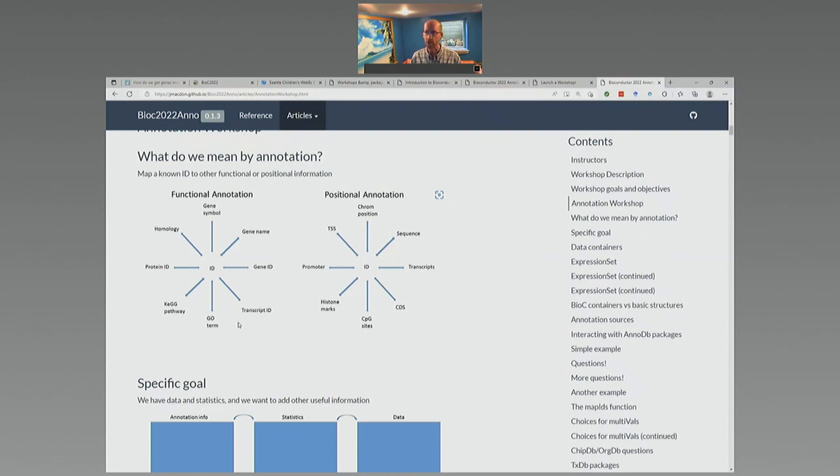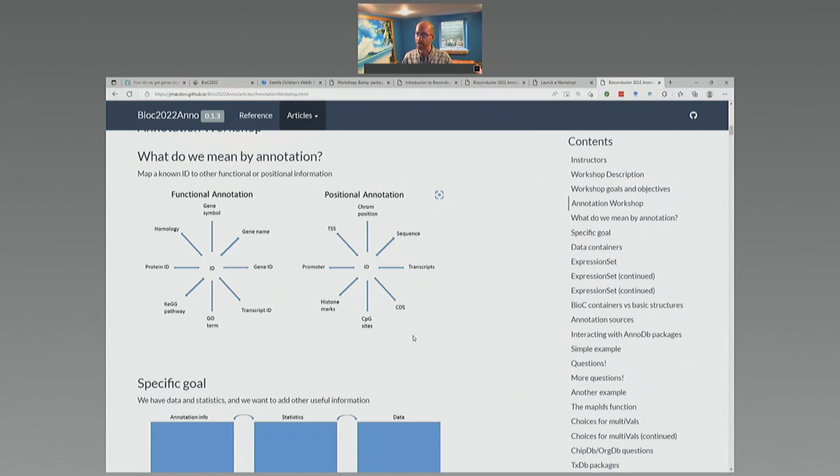But we can also do the other mapping, which is not an uncommon thing. I had a recent data set that I was working on, and all of the genes I had were gene symbols. So in order to do anything with those data, the first thing I had to do was map those gene symbols to an ID, and then that ID onto other annotations. So you can have this bidirectional annotation going on.